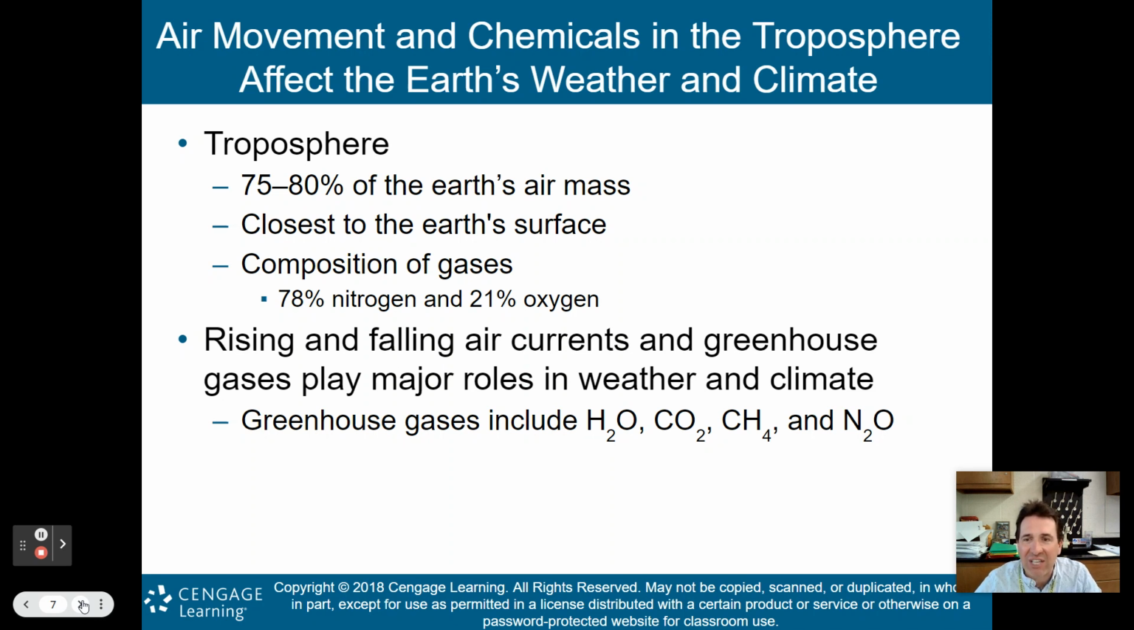Rising and falling air currents and greenhouse gases play a major role in weather and climate. What are our greenhouse gases? Water. Believe it or not, water is the number one greenhouse gas. It's the most efficient at trapping infrared radiation trying to leave the Earth. The reason we don't talk about water vapor as much is because it's not anthropogenic, meaning it is not being created by humans. The amount of water vapor in the air is the amount of water vapor in the air, right? It's not necessarily changing, or at least around the planet. We don't lose water, gain water, things like that.